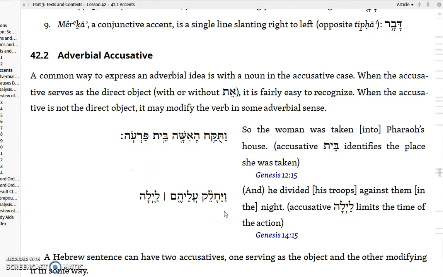Or another example from Genesis 14:15. Vaye chalek alehem laila. Nifal verb here. He divided for himself. Alehem, against them. And then laila would be by night. He divided, meaning divided the troops against them by night or during the night. And so the accusative laila limits the time of the action.